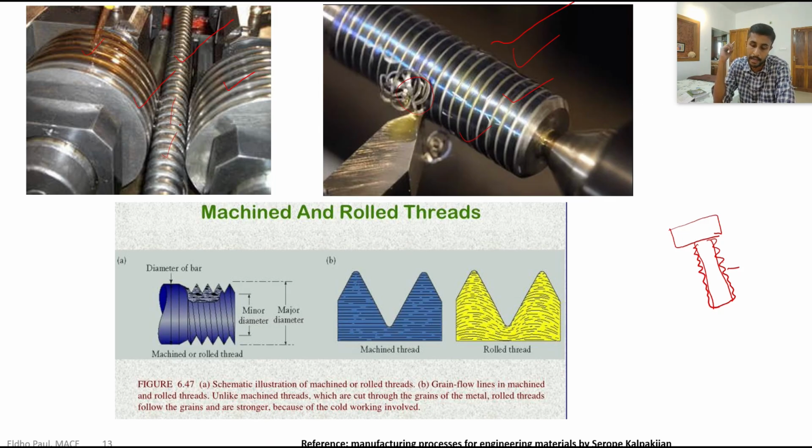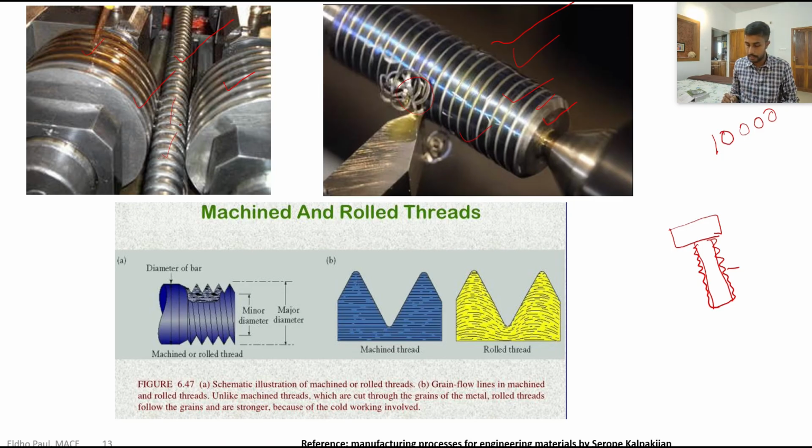So what are the advantages? If an industry needs only 10 threaded bolts, they can go with machining, because producing 10 bolts on a lathe is very easy. But if an industry wants 10,000 bolts, producing them with machining is very difficult. So they can purchase tooling for metal forming operations and make the 10,000 bolts very easily. So this is the first advantage.